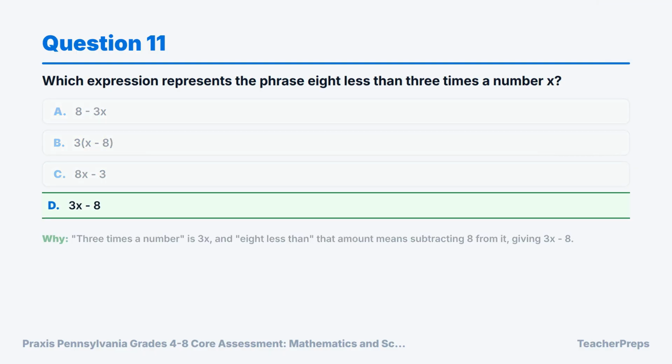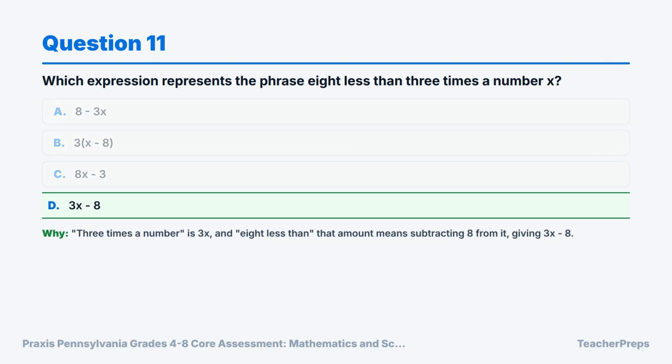The correct answer is D, 3x minus 8. 3 times a number is 3x, and 8 less than that amount means subtracting 8 from it, giving 3x minus 8.